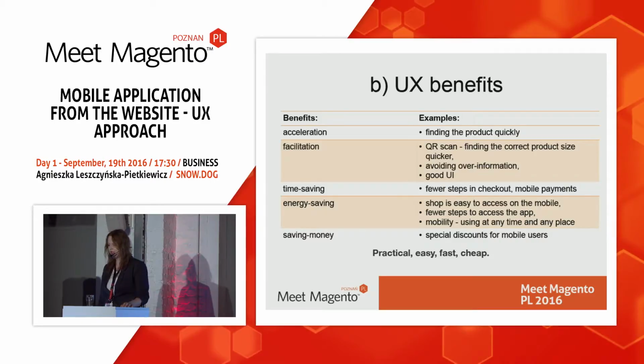Mobility. You can use it anytime and any place, in a tram, in a train, while sitting somewhere outside. You just can browse products anywhere. It's pretty obvious. And saving money. For example, there are special discounts for mobile users, and this is practical for the user to save money as well. So the core of it is practical, easy, fast, cheap.